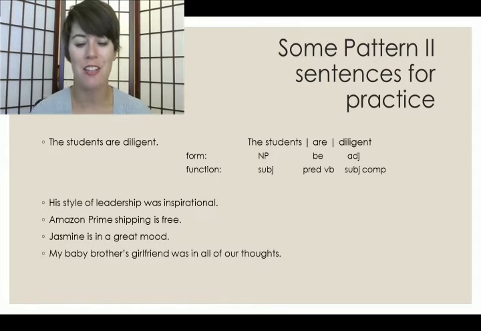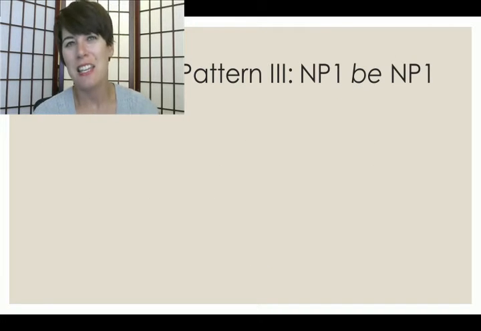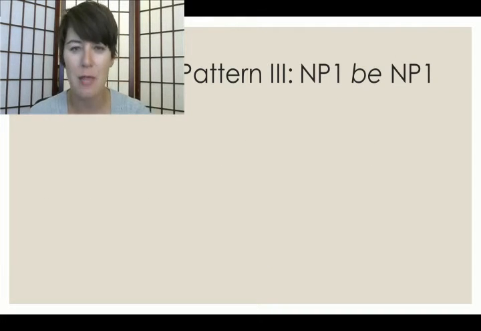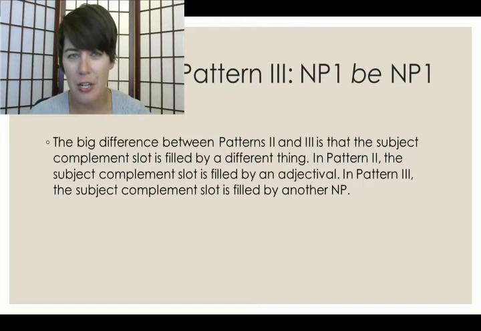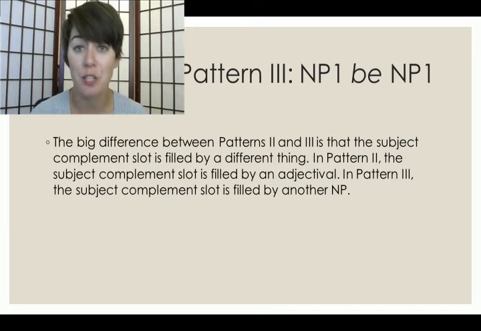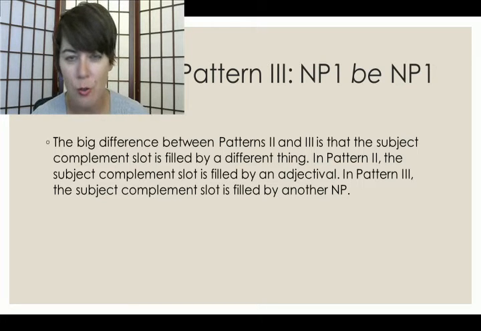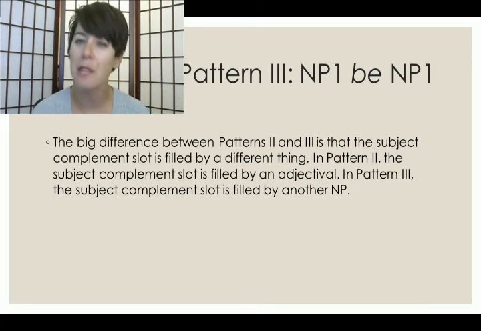Finally, pattern 3. Pattern 3, which is slightly less complicated because we only have to worry about one version of the diagram, which is going to be really nice for us. Here we have a noun phrase, a be verb, and another noun phrase. The big difference here is that the subject complement slot is filled by a different thing. Pattern 2, it's an adjectival, but pattern 3, the subject complement slot is filled by another noun phrase, another NP.